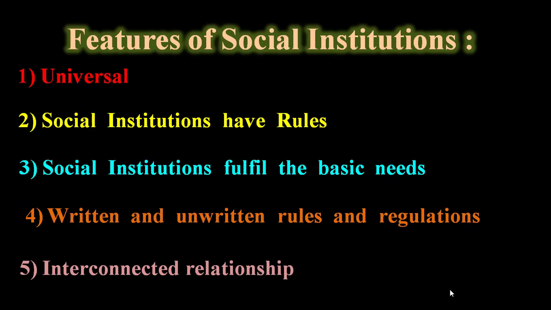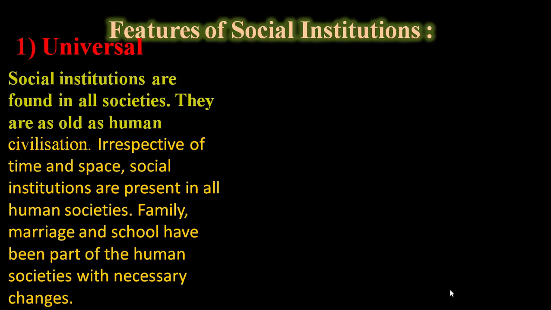Now let us learn the features of social institutions. Here are some of the very important features of social institutions. They are universal. Social institutions have rules. Social institutions fulfill the basic needs. They have written and unwritten rules and regulations, and an interconnected relationship. These are some of the very important features. Let us learn one by one.